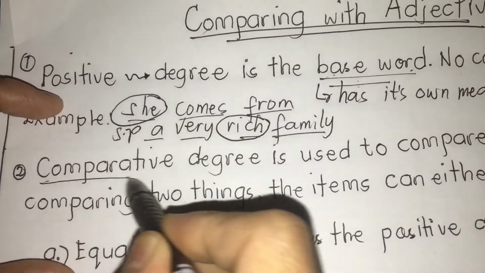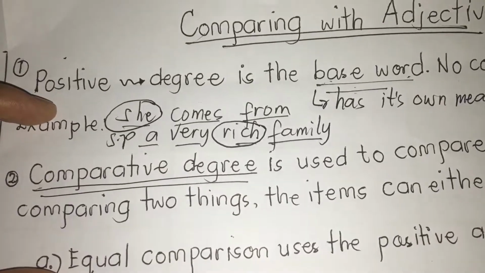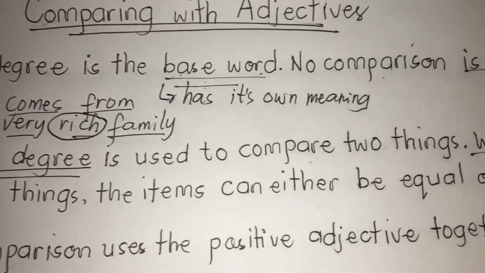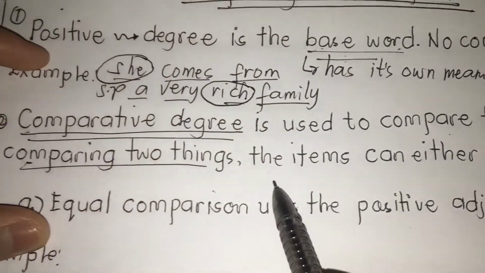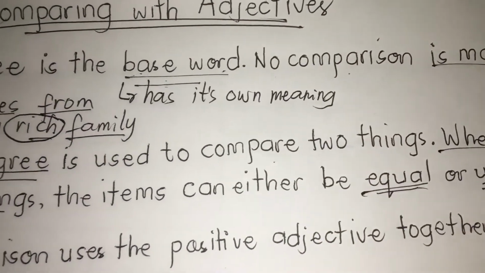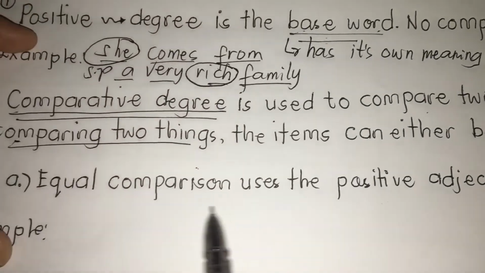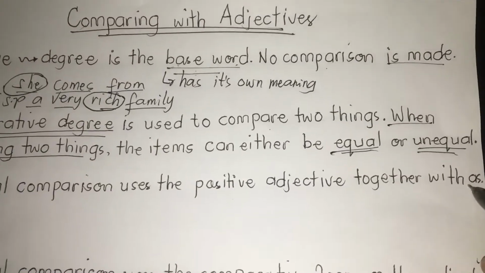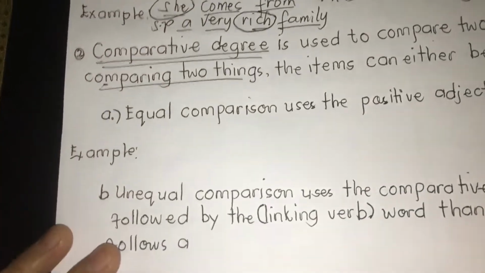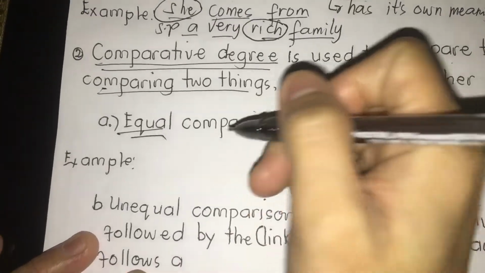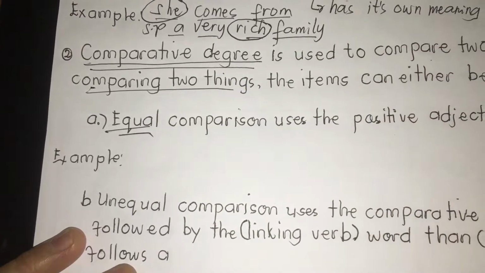Next is comparative degree. Comparative degree is used to compare two things. Remember, when comparing two things, the items can either be equal or unequal. Equal comparison uses the positive adjective together with the word as. So for example, in comparing equal, I have an example here: the princess was as beautiful as she was gracious.